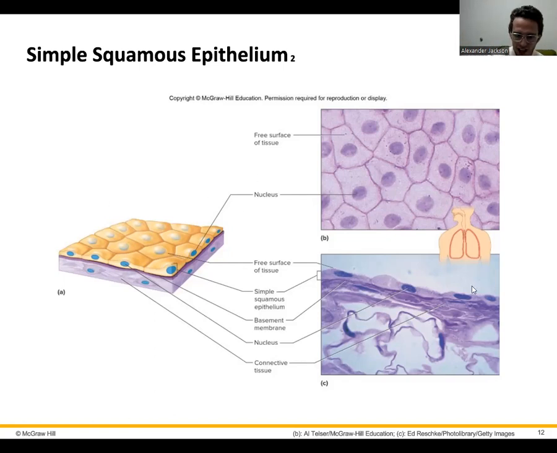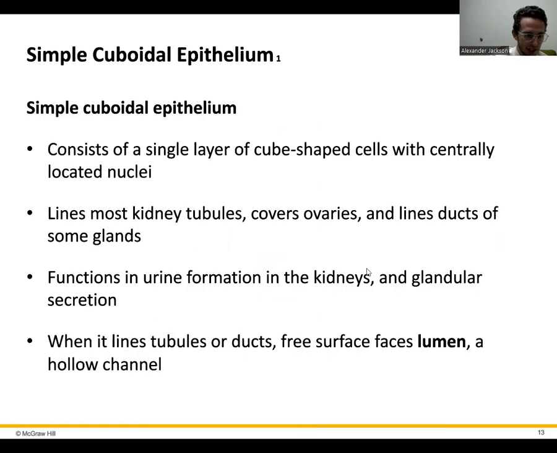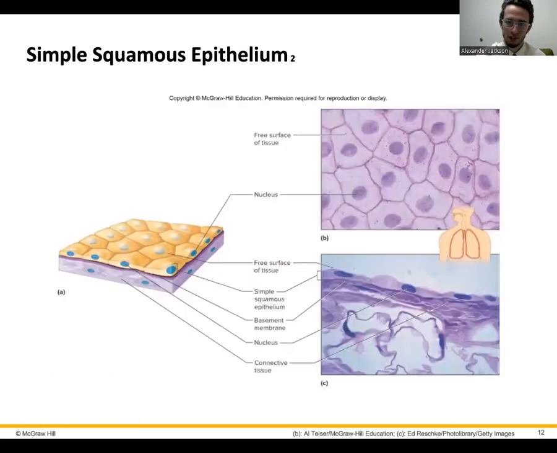An example would be in your alveoli, in your capillaries, other things like that. Then we've got simple cuboidal. Okay, so simple, remember, is one layer. Cuboidal literally tells you that it looks like a cube, right? And these guys, think about it. The last one was simple squamous, flattened. There's not really much space inside the cell to do much. It's just basically there to have a lining and then let things pass in and out.